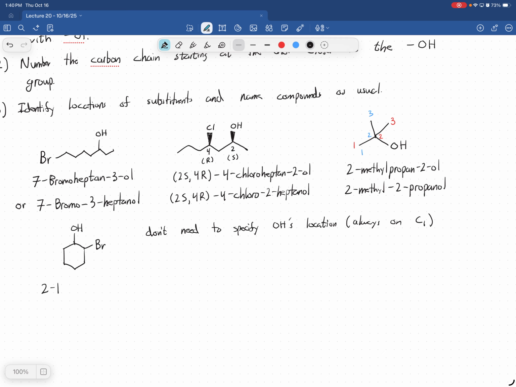All right, I got 2-bromo. It's a cyclic structure, right? So we're going to say cyclo, what? Yeah, you got it. So you see here, we don't need to specify the number of the alcohol, and that's because it's always given the 1 position. Good.